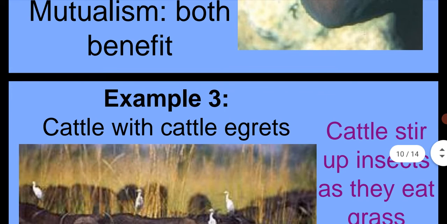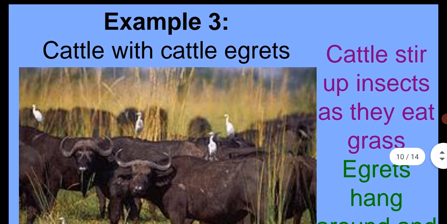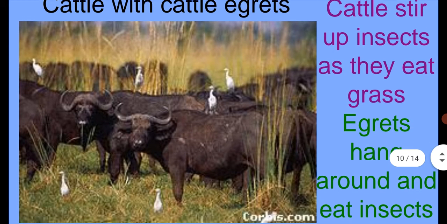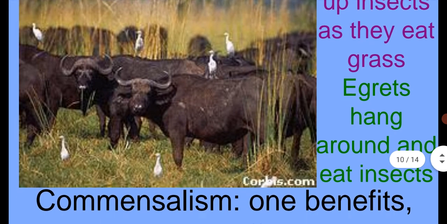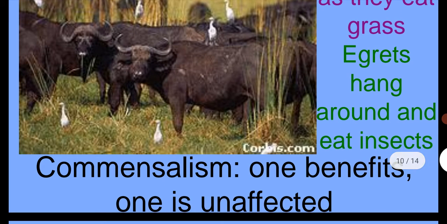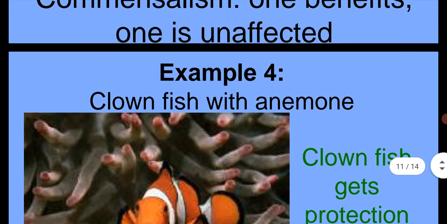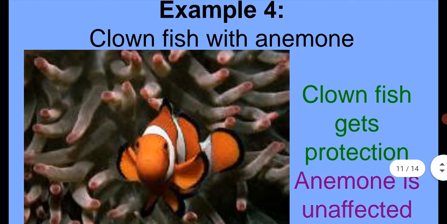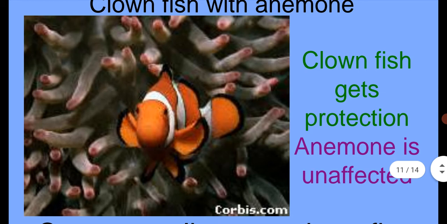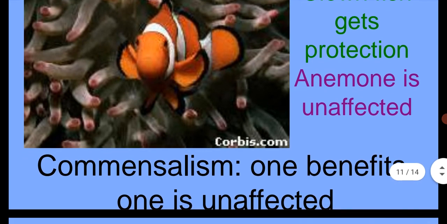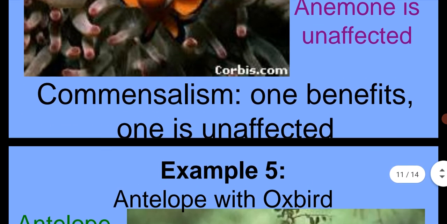Example 3, cattle with egrets. Cattle stir up insects as they eat the grass. The egrets hang around and eat the insects. This is commensalism. One benefits while the other is unaffected. Example 4 is a clownfish with an anemone. The clownfish gets protection while the anemone is unaffected. This is commensalism because one benefits and the other is unaffected.